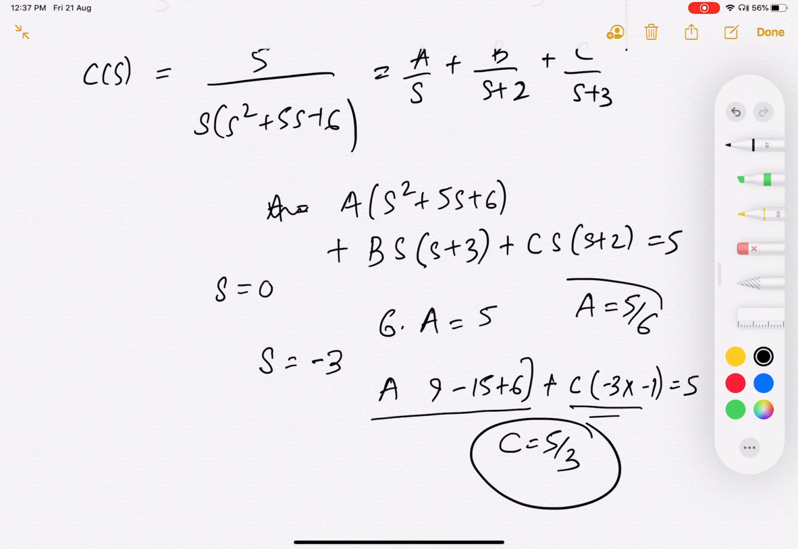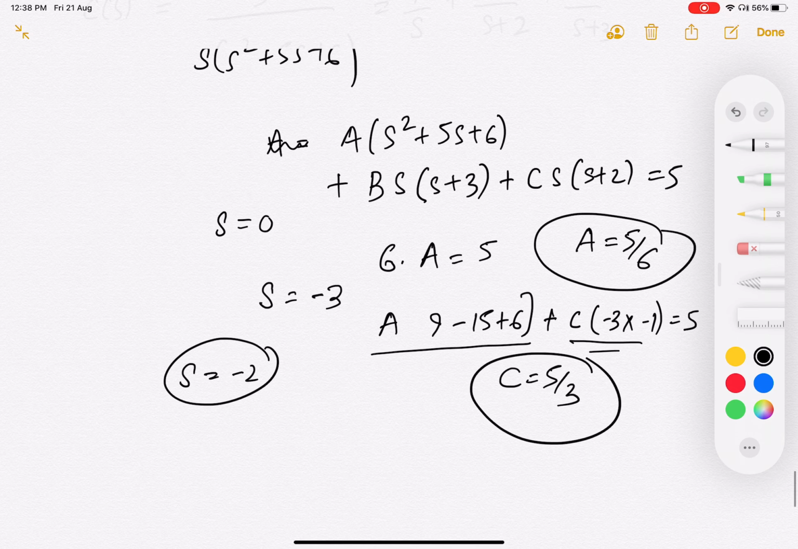Similarly, I can substitute S is equal to minus 2 in this equation, and once I do that, I'll get B into minus 2 into minus 2 plus 3 is equal to 5. So this gives me B is equal to minus 5 by 2.